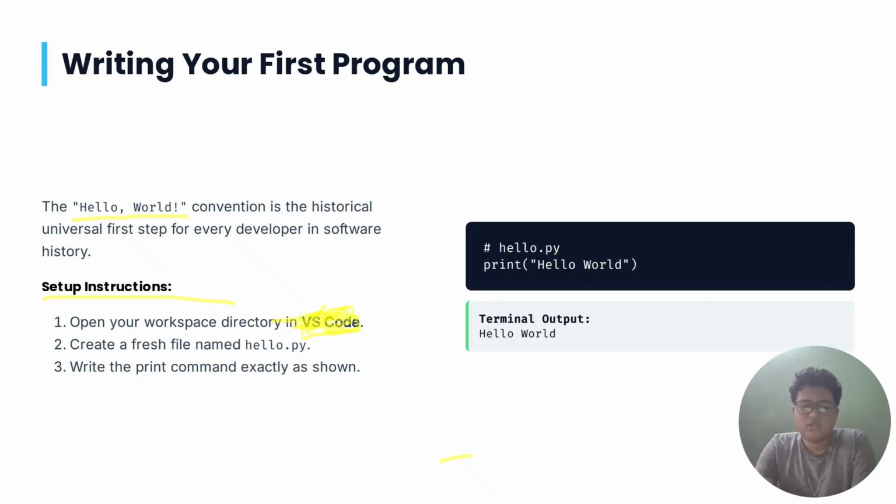Create a fresh file called hello.py. .py is the format of saving a Python file. If you don't write .py, it will not be saved as a Python file, but it will be saved as a text file by default. So .py is very important to be written.